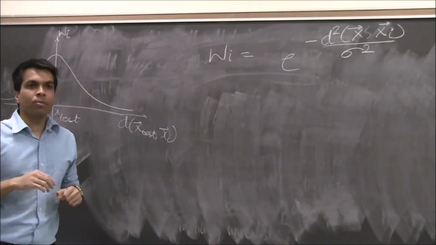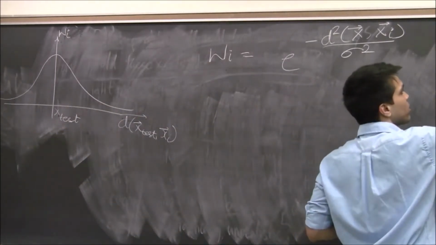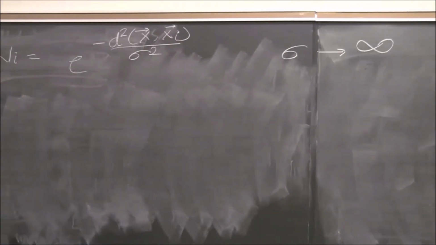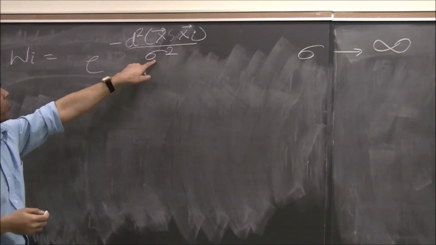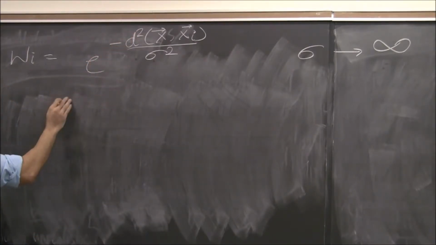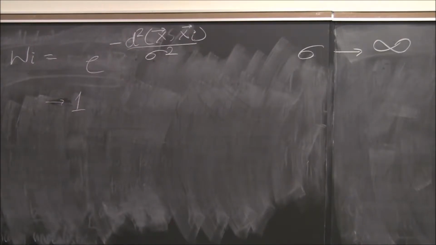Okay. The first part is really easy. Let's try to analyze what it means when your bandwidth is going to infinity. The denominator is going to infinity, so this ratio goes to 0, the exponent goes to 0, and the weight approaches 1. So the limit is 1.